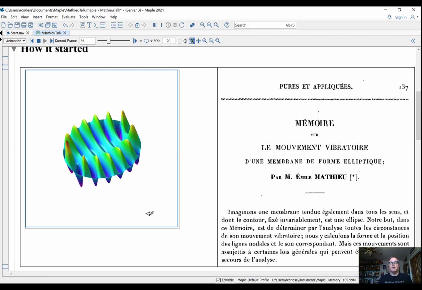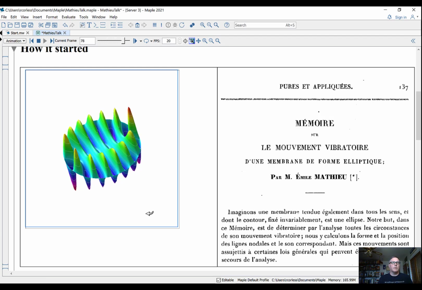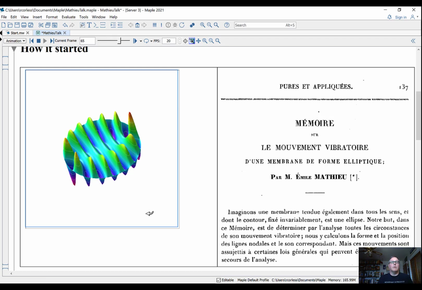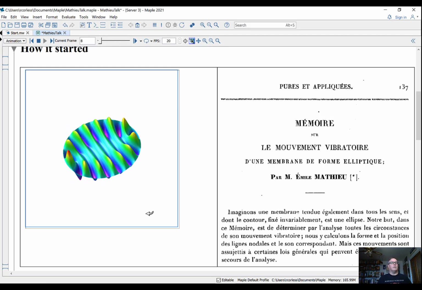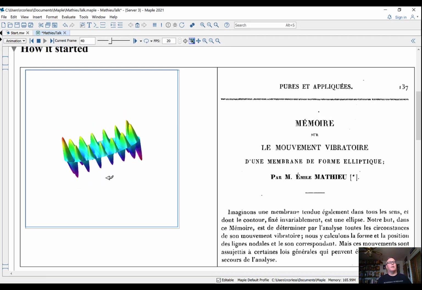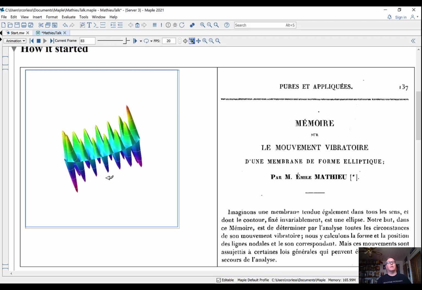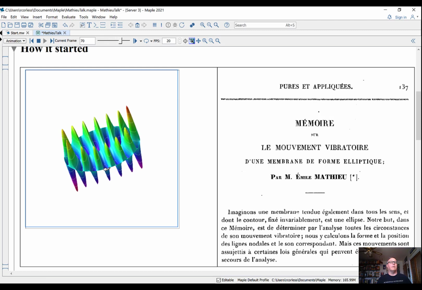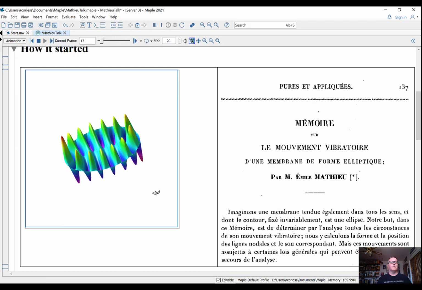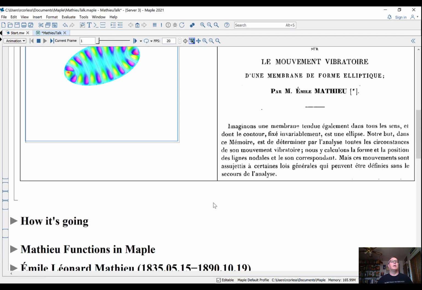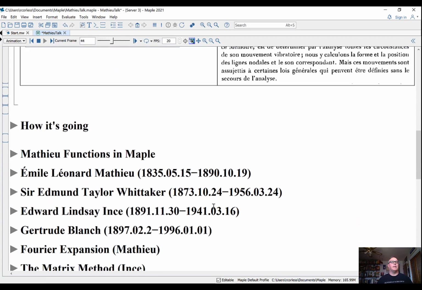The nodal lines are the places which don't move. If you look at the vibrating thing on the left, you'll see that there are lines where the membrane doesn't move. Maybe it's a little bit easier to see if we look at it edge on, but there are contours which stay fixed. So one of the things that Mathieu wanted to do was calculate the positions of those nodal lines. All right, well, that was 1868.